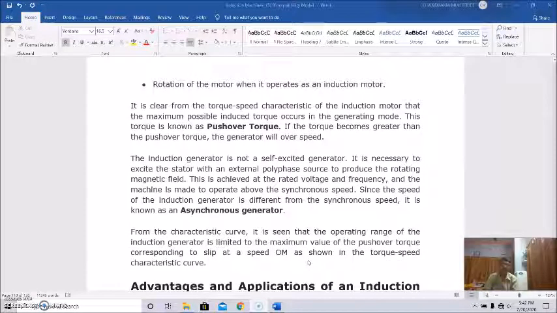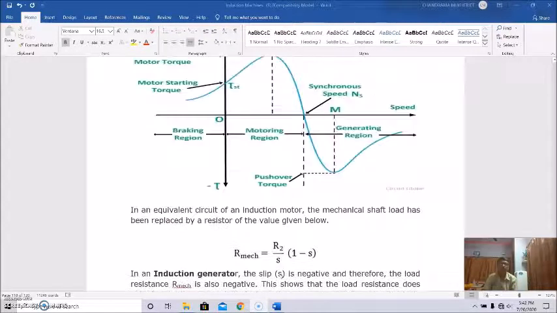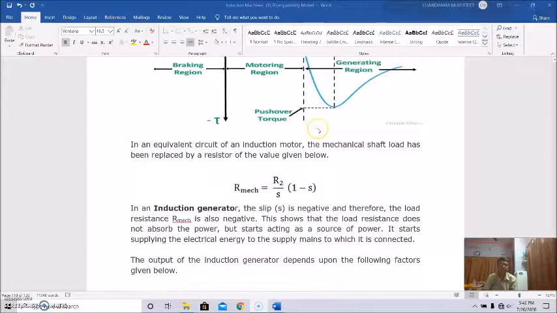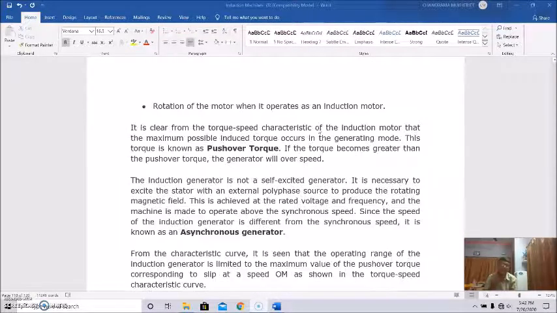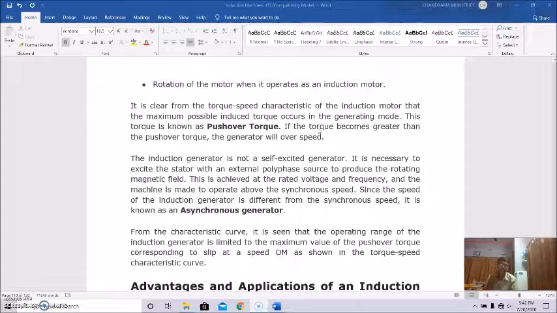From the characteristic curve, it is seen that the operating range of the induction generator is limited to the maximum value of pushover torque, corresponding to the speed Wm, as shown in the torque speed characteristic curve. This is Wm, this is the speed at Wm, and this is the pushover torque. So this is the generating region, and it operates as an asynchronous generator.